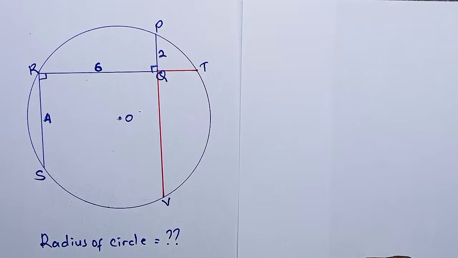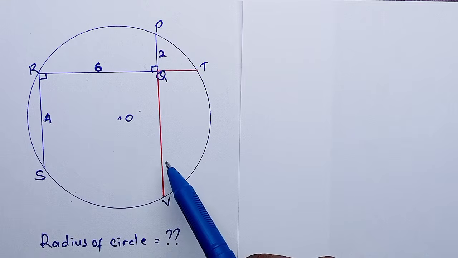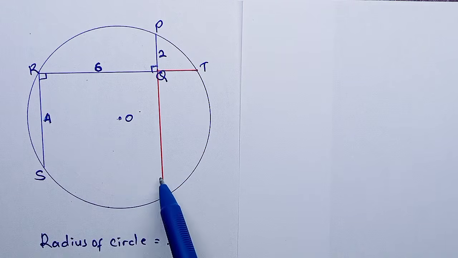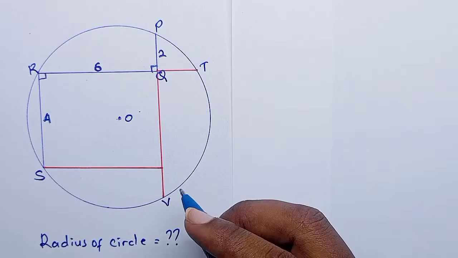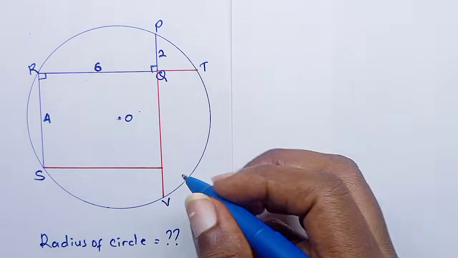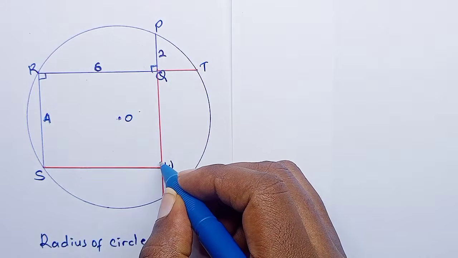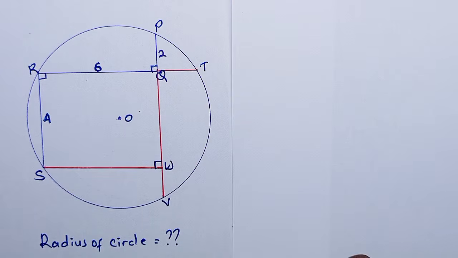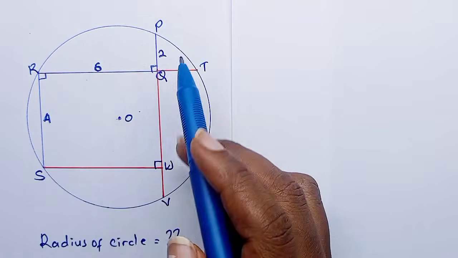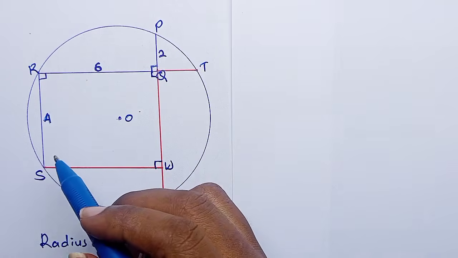Okay. Next, let us draw a straight horizontal line from this point S to meet this line QV at a certain point such that the line that we have drawn is perpendicular to line QV. As you can see, I've drawn the line. Let me call this point W. So we've drawn this line such that it is perpendicular to this line. So this is 90 degrees. Now, since this is 90 degrees, this is also 90 degrees, of course. This is 90 degrees, this is 90 degrees.